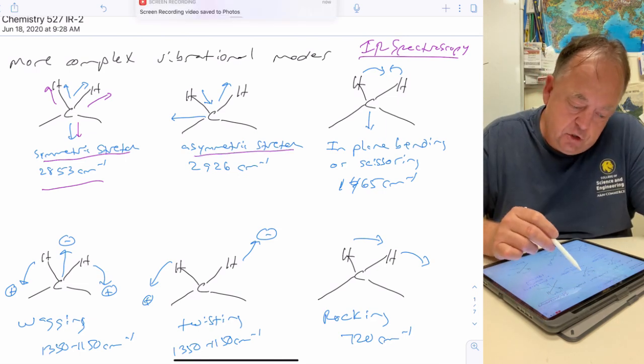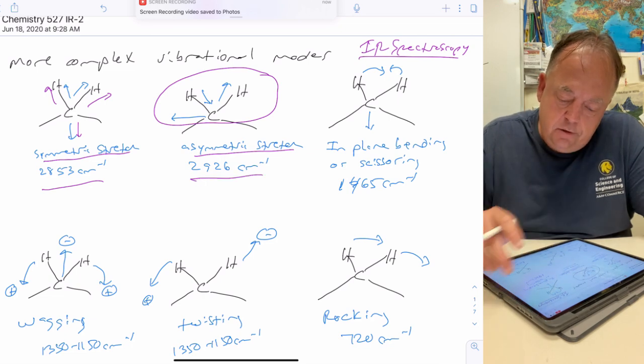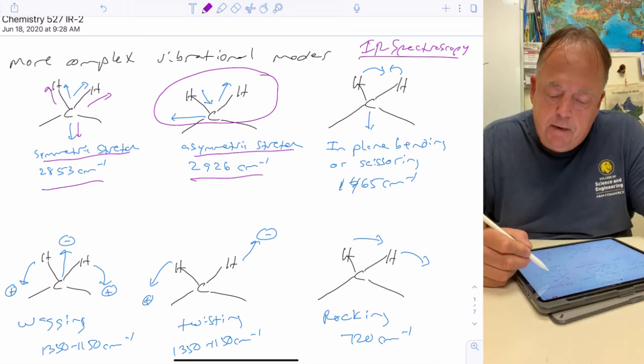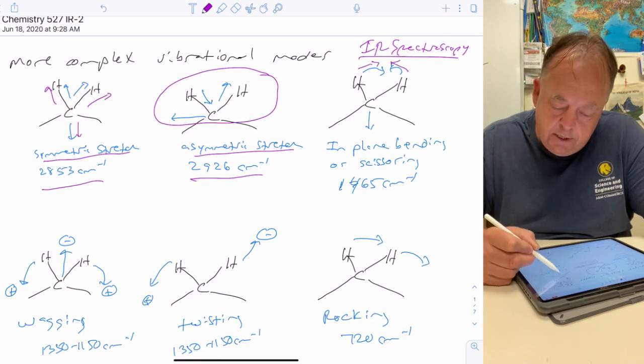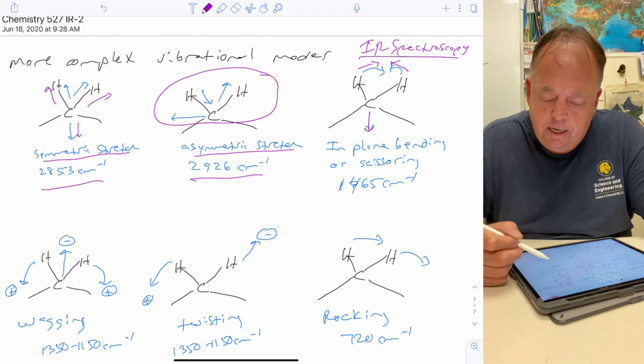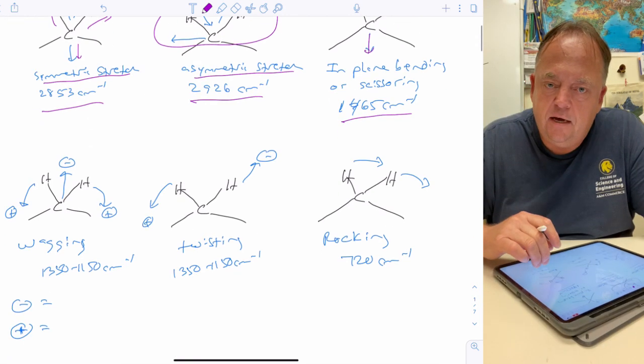Or the asymmetric stretch, which would look like this. That's at 2926 inverse centimeters. The in-plane bending or scissoring mode: these two hydrogens are bending this way, and this carbon is being displaced downward. That would absorb IR radiation at 1465 inverse centimeters.